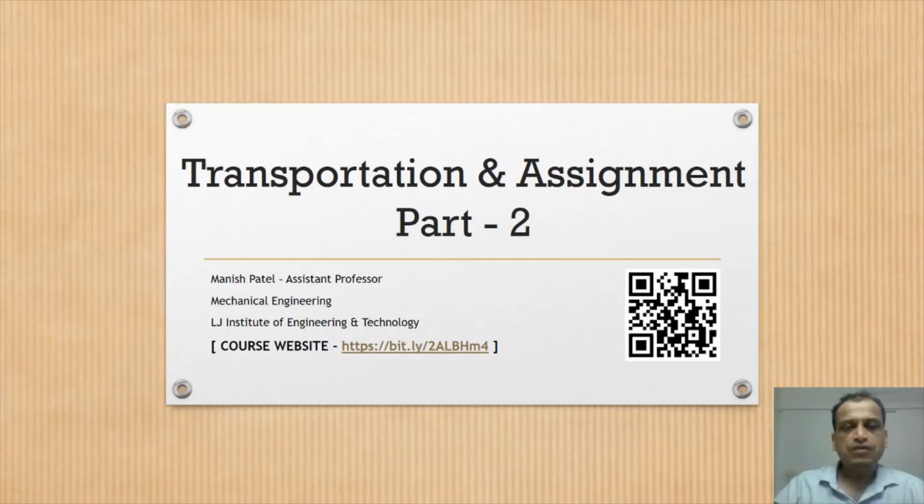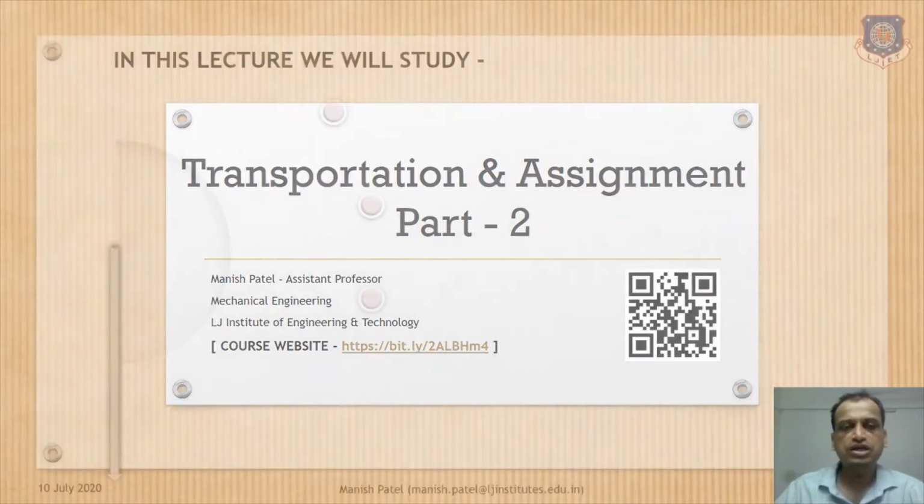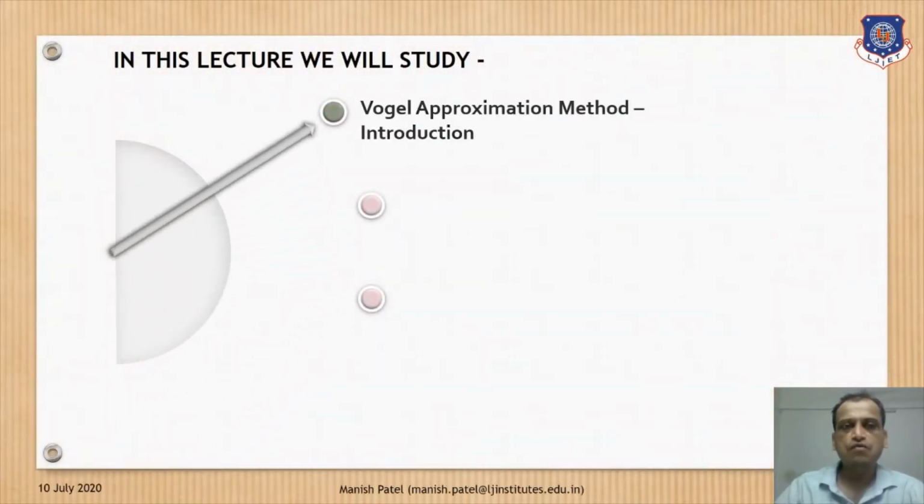Hello friends, welcome to the second session of this chapter, Transportation and Assignment. In this lecture, we are going to study Vogel's approximation method. It is the third method in the series of the northwest corner method and the least cost method. This is one of the best methods. If we compare all three of them, we get the near optimal solution in this method.